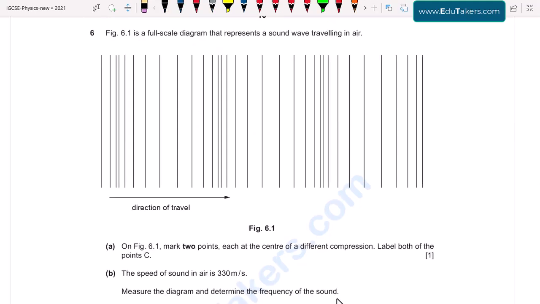Question number 6. Figure 6.1 is a full-scale diagram that represents a sound wave traveling in air. Here is figure 6.1 and this is the direction of travel of the wave. Part A. On figure 6.1, mark 2 points, each at the center of a different compression. Label both of the points with C. So first of all, we have to know about the compression. A wave consists of two parts. First is compression and second one is rarefaction.